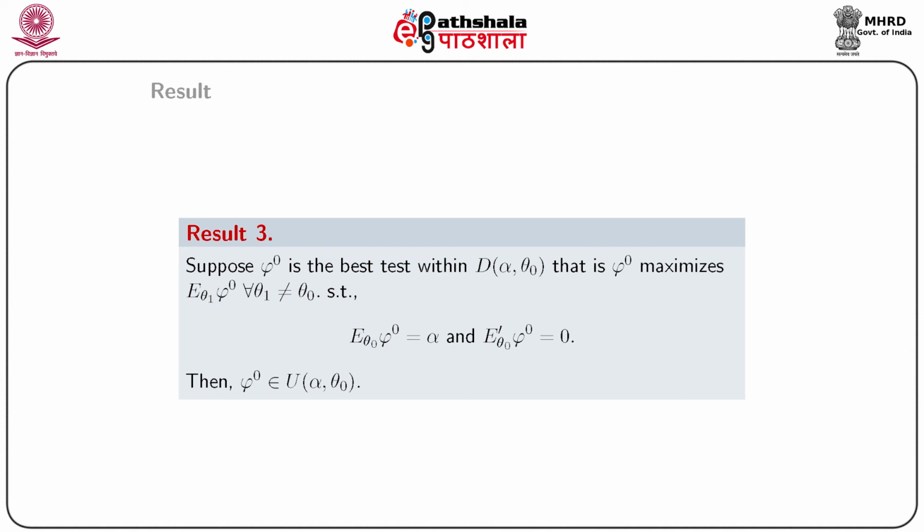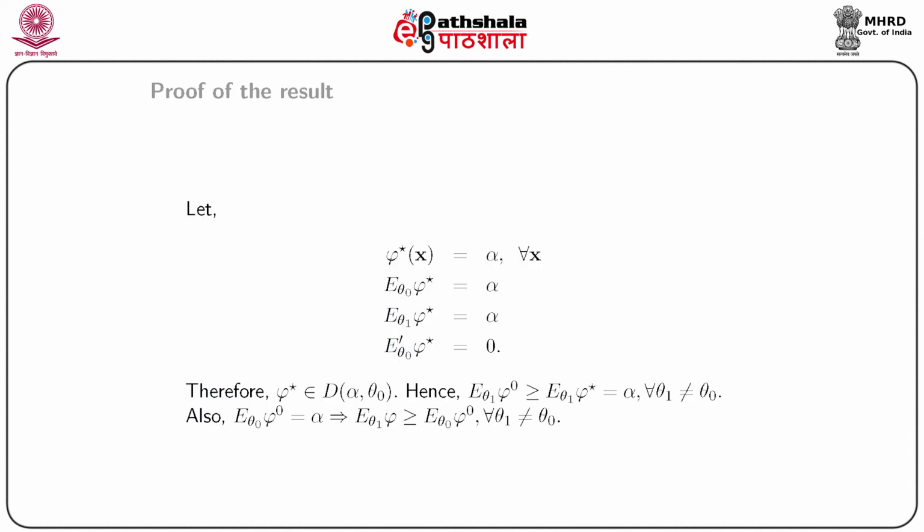Suppose psi naught is the best test within D alpha comma theta naught, that is, psi naught maximizes the power, the expectation of psi naught under theta 1, for all theta 1 not equal to theta naught, such that the expectation of psi under theta naught is equal to alpha and E prime psi under theta naught is equal to 0. Then psi naught belongs to U alpha comma theta naught. We consider a proof of this result.